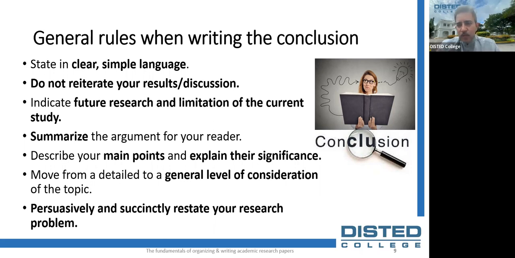If the argument or point of your paper is complex, then you may need to summarize the argument for the reader. If prior to your conclusion you have not yet explained the significance of your findings, you can do it now in the conclusion section. You need to move from being very detailed to a general level at the conclusion. Don't go into detail in the conclusion section.